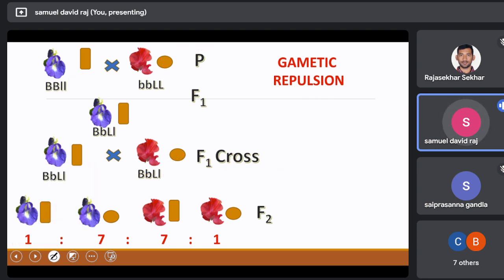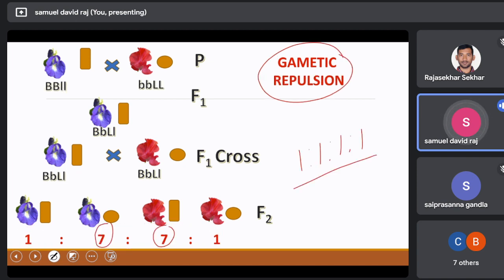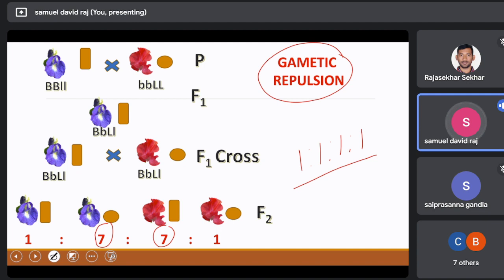And if it is a test cross, what should they get? In a dihybrid cross, 1:1:1:1 should be the ratio. But the ratio is 1:7:7:1. And they call this gametic repulsion. The first one is called gametic coupling, and this one is called gametic repulsion. In gametic coupling, the parental combinations are more and the recombinants, the new combinations, are less. In repulsion, the parental combinations are less and the recombinants are more in number.